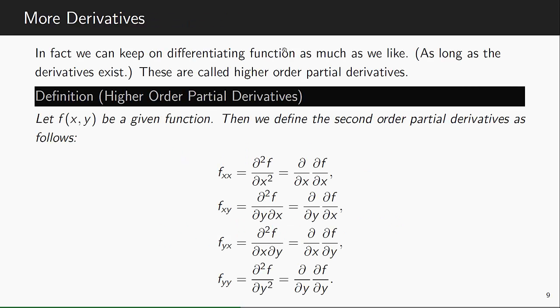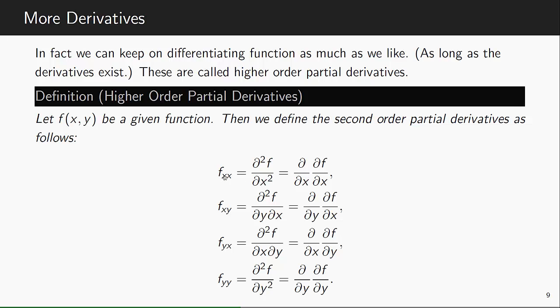If you want, you can keep on differentiating as many times as you want, as long as the derivatives exist. So we call these higher order partial derivatives. You can define the 10th partial derivative if you like. We'll probably stick to 1, 2, or 3 for the most part.